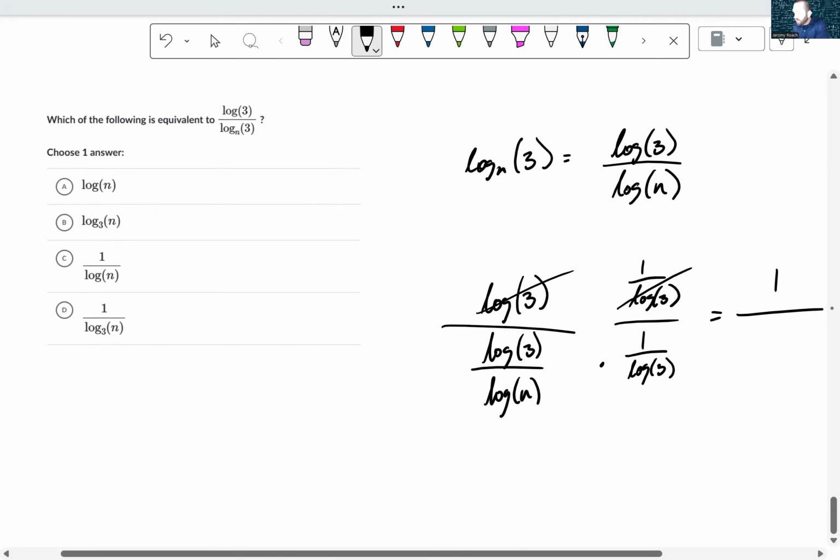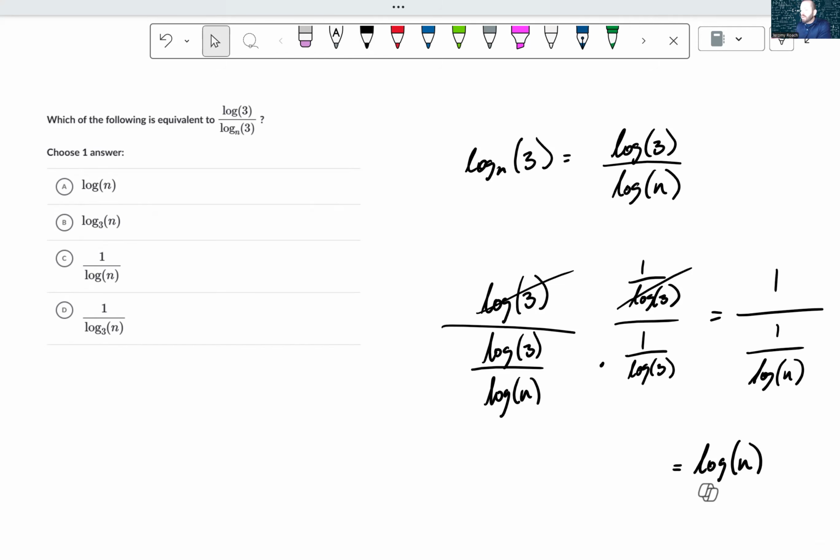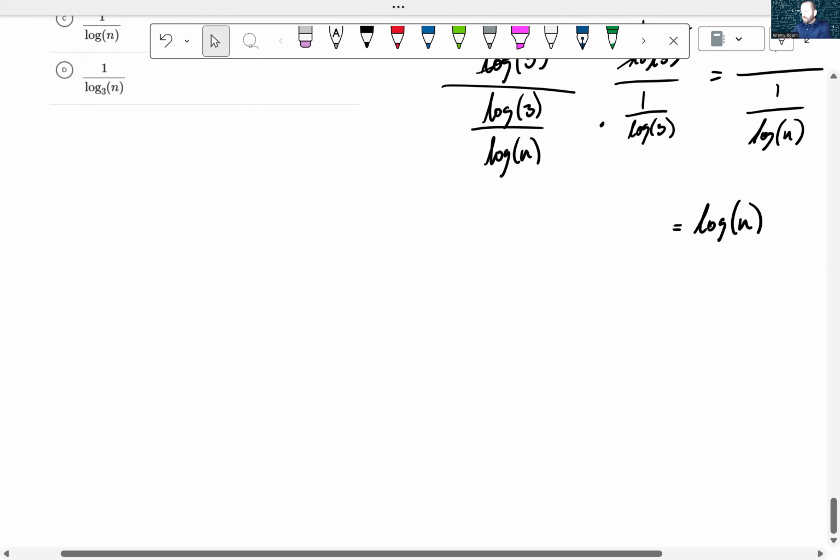And then now this is going to be the same thing. This is 1 over log n. So now we have 1 over log n. So that's the reciprocal of log n. And the reciprocal of the reciprocal is just the original. And so we just get log n. So this one's going to be a log n. Okay. So that's how you do those.